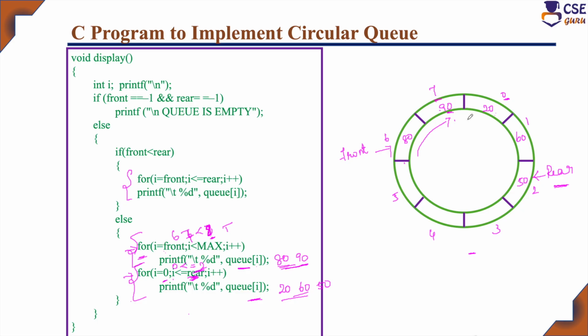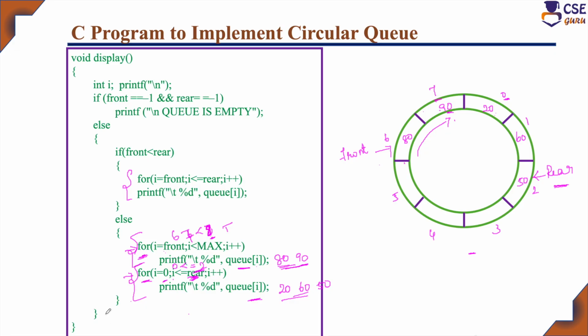Suppose in a circular queue, rear has reached the maximum position, afterwards we will reset rear to the 0th memory location, right? So if the 0th memory location is free, you can place the element from here. That is possible. So to display the elements from the front pointer position to the max position, you use one for loop. And from the 0th position up to the rear location, to display the elements, you use another for loop. This is the difference.